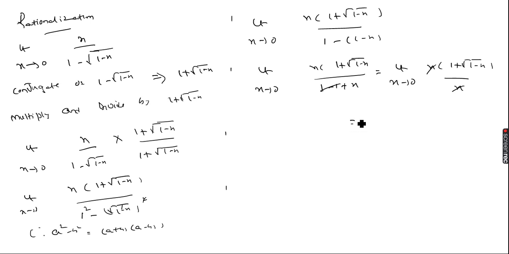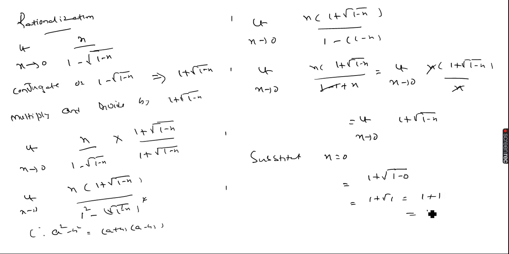What do we get? Finally we get limit x tends to 0, 1 plus root of 1 minus x. Substitute x is equal to 0. So we get 1 plus root of 1 minus 0. So that is nothing but 1 plus root 1. The root 1 is nothing but 1. Finally we get 1 plus 1 nothing but 2.